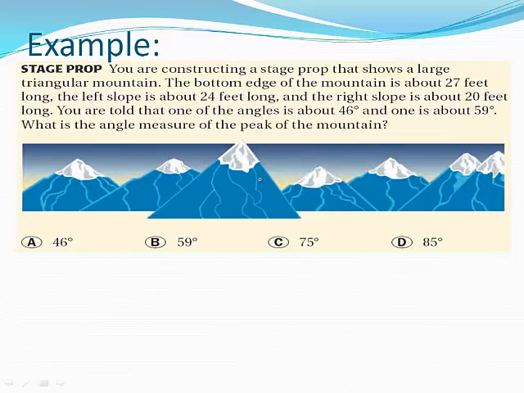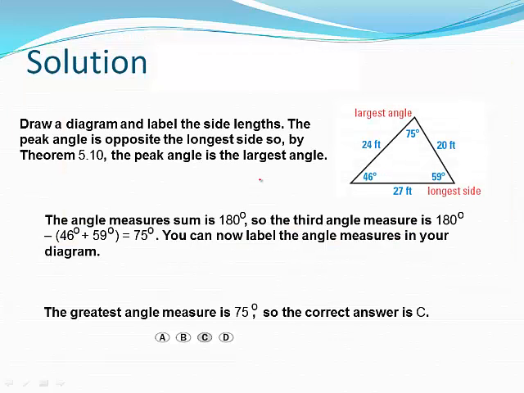The best way to do this, I give you multiple choice, but we'll go through how to solve this algebraically. Draw a picture, draw the diagram, and label the certain parts. The 46 is opposite the 20, and the 24 is opposite the 59. Using the triangle sum theorem from a previous module, you add these two together and subtract them from 180 to get the third angle. That means the largest side is 27 feet, and we get 75 degrees. So we can now label that the greatest angle is 75 degrees.